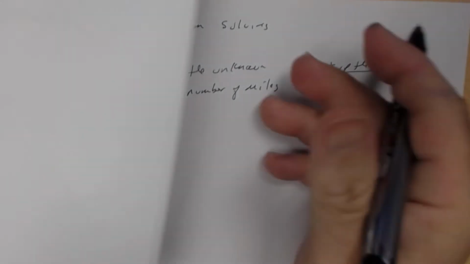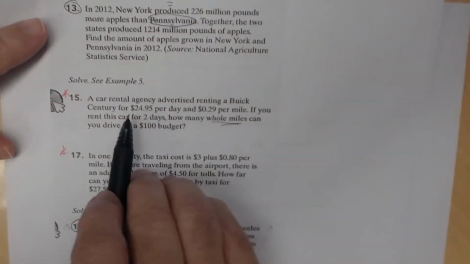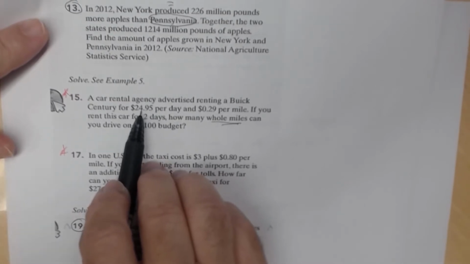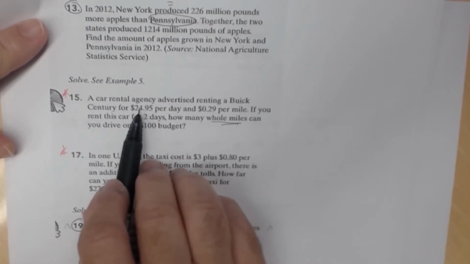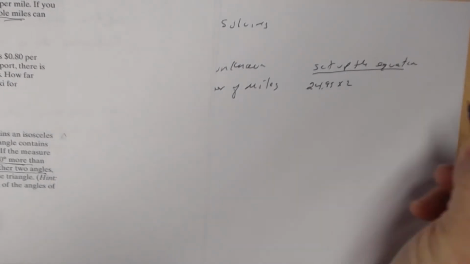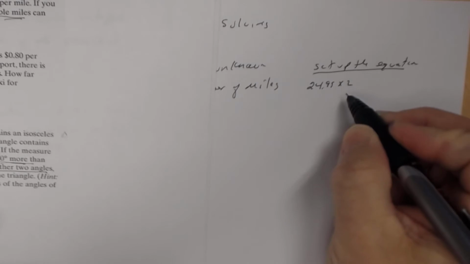We know that we have $100 to spend. We're using the car for 2 days, and each day it's going to cost us $24.95. So I'm going to say 24.95 times 2. That gives me how much I have to pay for those 2 days.